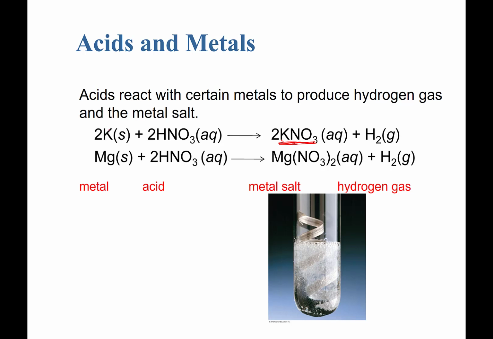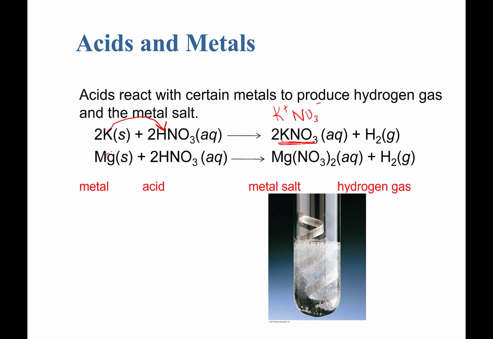So the K is going to come in here and replace the H. Then I'm going to have K plus with NO3 minus, and those add up to 0, so it's KNO3. And then I'm going to form hydrogen gas, and hydrogen gas is H2 because it's diatomic, and it's always a gas. I could look at my solubility rules and find that this is soluble. And then we would balance the equation.